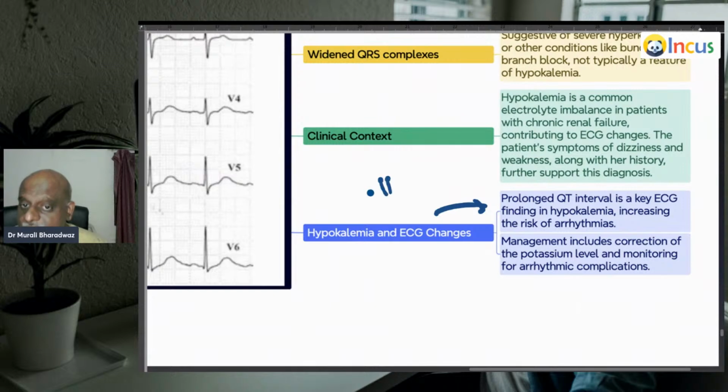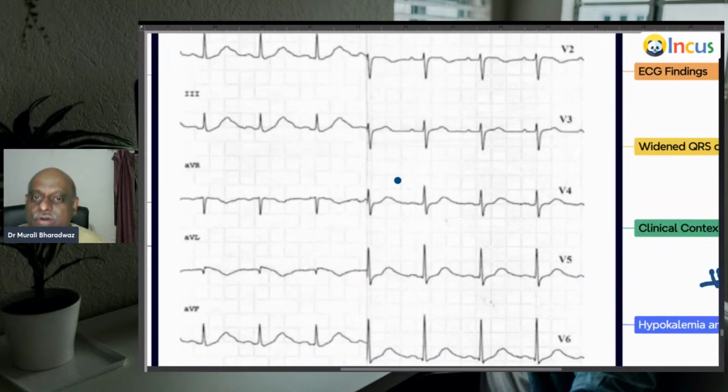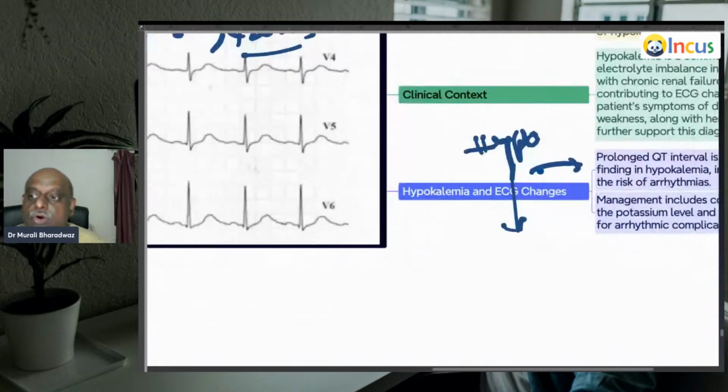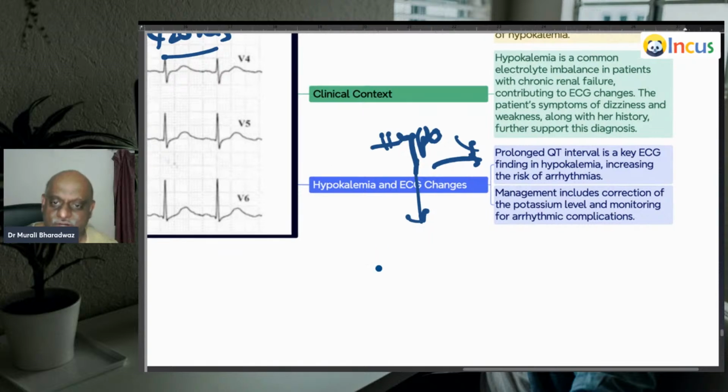Typically hypokalemia leading to prolonged QT interval. So QRS and T wave more than 420 milliseconds is called prolonged QT interval, is the key ECG finding in hypokalemia that increases the risk of arrhythmias in the patients who are having chronic renal failure, is what you need to remember.